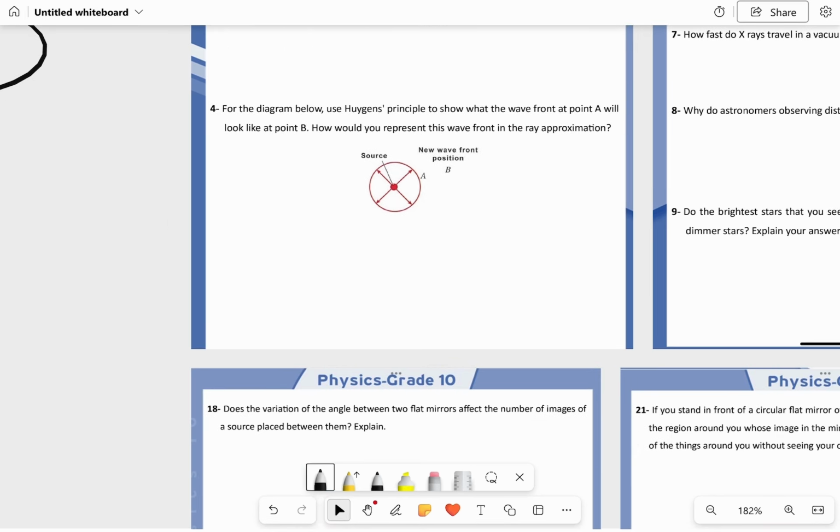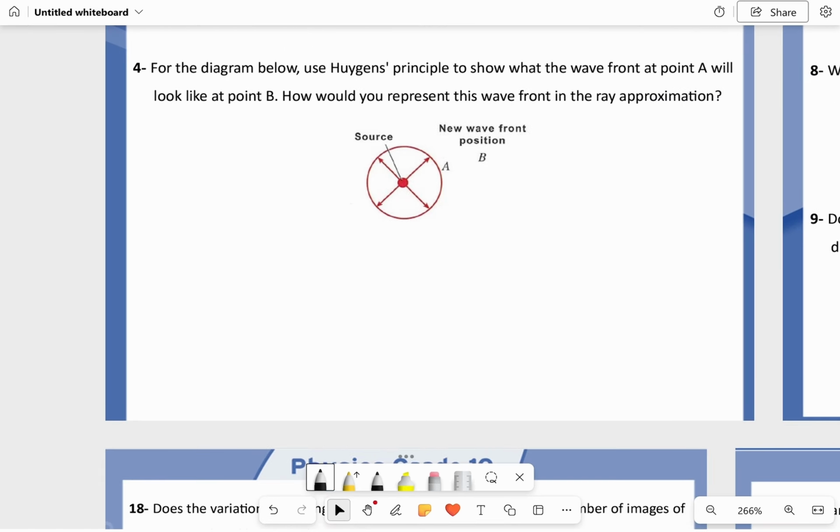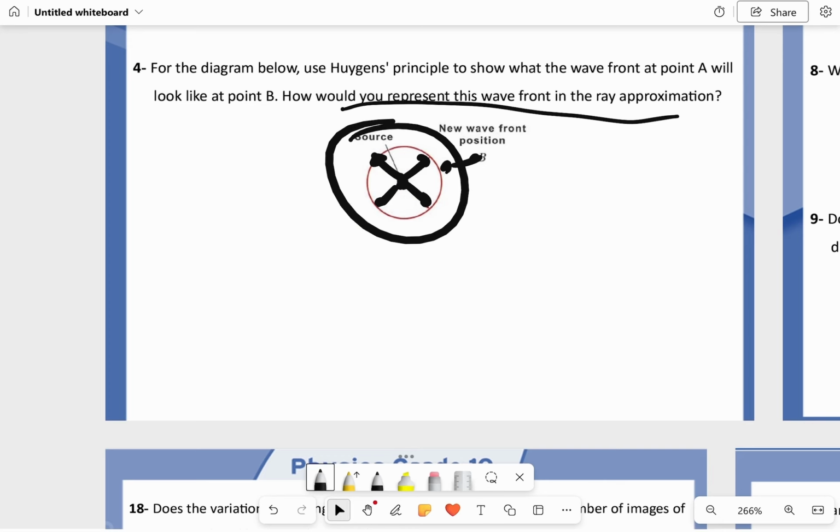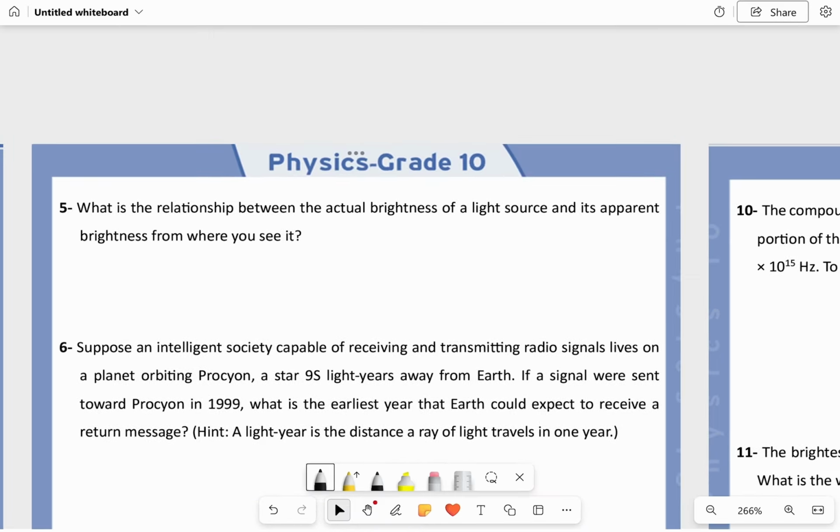We have this diagram, very simply. You have a wave front, or a wave source, here. It says, how would you represent this wave, a new wave front, in a ray approximation? As you can see, this is a wave going in this direction, from A to B. What's going to be the new wave front? It's going to be in the form of a circle, a circular shape, going from A to B.